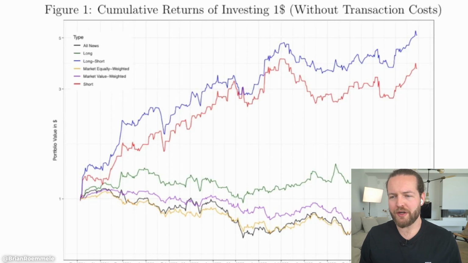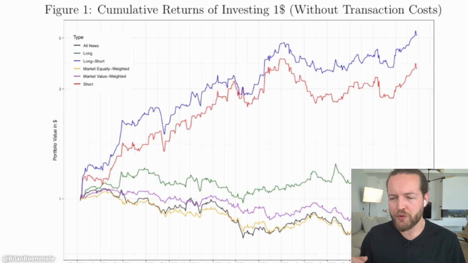ChatGPT picked stocks performed better than anybody expected with a 500% return. So in this study, they investigated the potential of ChatGPT, a large language model, in predicting stock market returns using sentiment analysis of news headlines.